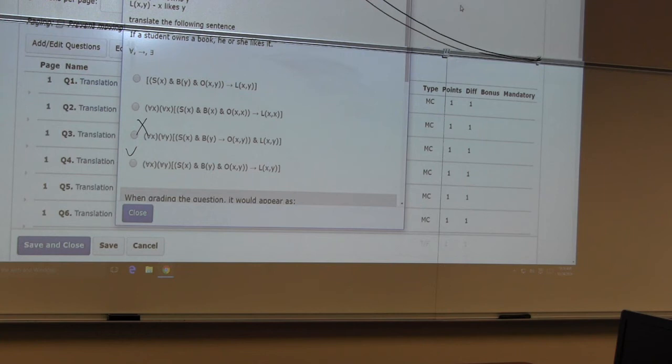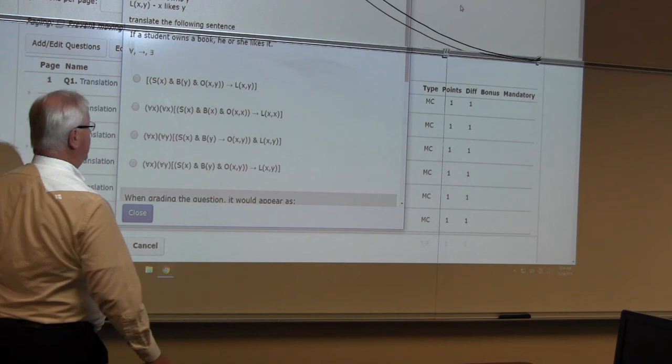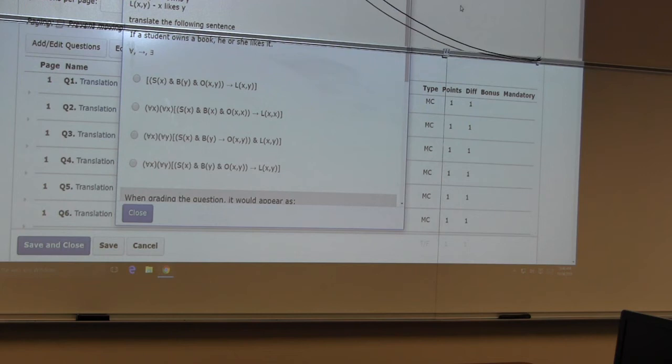Same legend, same key up above. If the student owns a book, he or she likes it. So, is this about one student or all students? This is one where we had to lay out a law, right? This is talking about a typical student, right? So therefore, we're talking about all students. Even though it looks like a student would be, there exists.